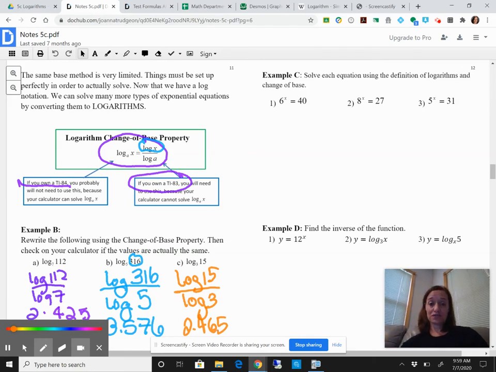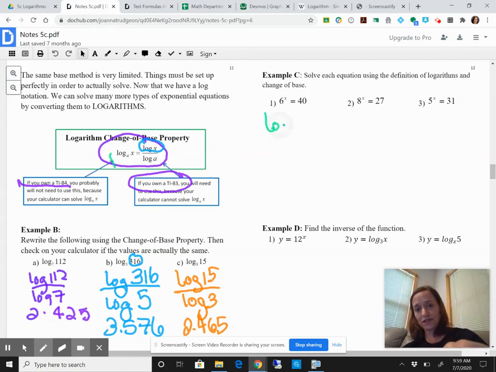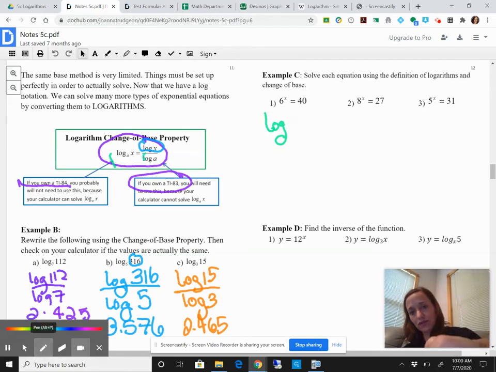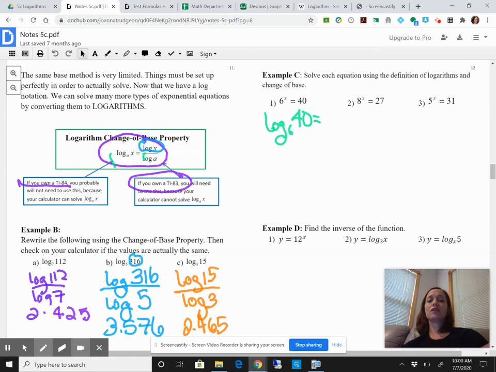So what we're going to do instead is use the definition of logarithms to change this to a log. I'm going to write the word log. That's how I start when I change something to a log. Then write the base, 6. And then the 40 is the argument. By the way, I think that 6 that I wrote is awfully big. It should look like a subscript. Yours should too. Otherwise, you can confuse yourself as you're writing. So log base 6 of 40.